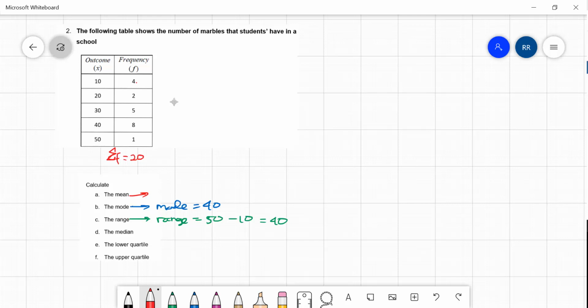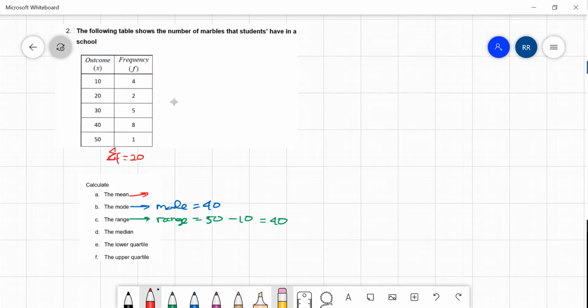One thing that I also want you to understand. If we write this down as single data, like we did for number 1, this will look like this: 10, 10, 10, 10, right? So we have 4 of 10, and then we have 20, 20, and then 30, 30, 30, 30, 30. We have 5 of these, and so on. If you represent this like number 1, it's going to be long because we have a lot of data. We have 20 data, so I'm going to erase that.